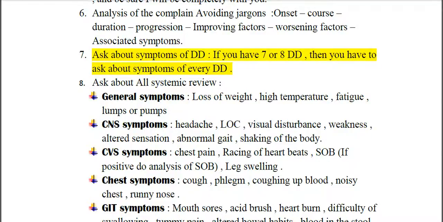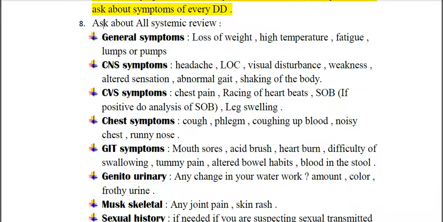Okay, so for every differential diagnosis, we are going to talk about general symptoms. You have to ask about general symptoms: any loss of weight, and if there is, how many kilograms and for how long, and what about your appetite. High temperature, any history of fatigue, lumps or bumps. Neurological symptoms: any history of headache, loss of consciousness, visual disturbance, weakness, altered sensation, abnormal gait, shaking of the body.